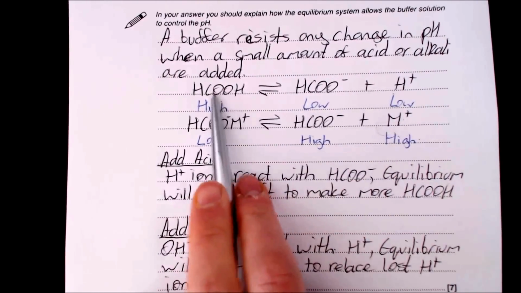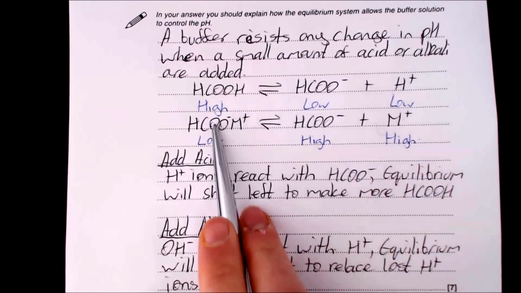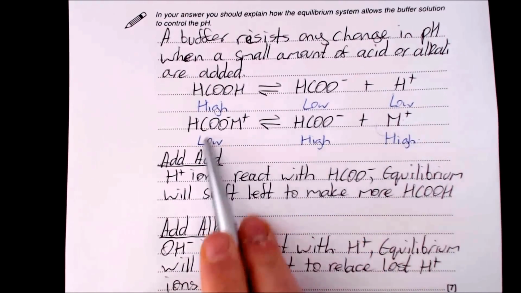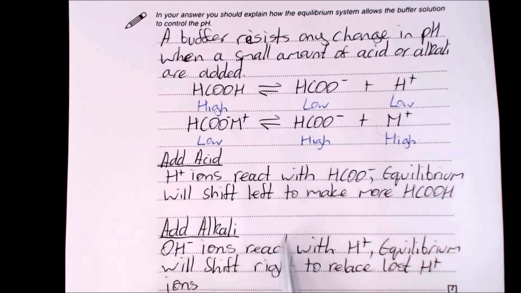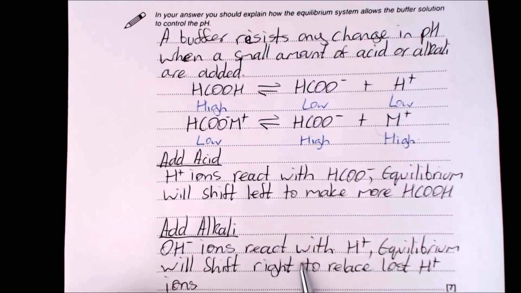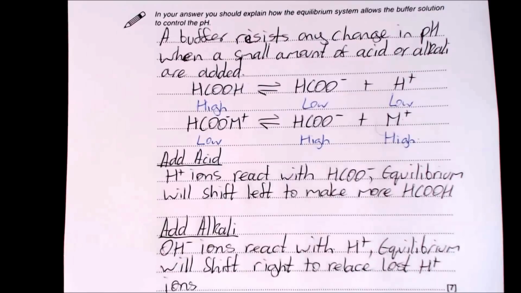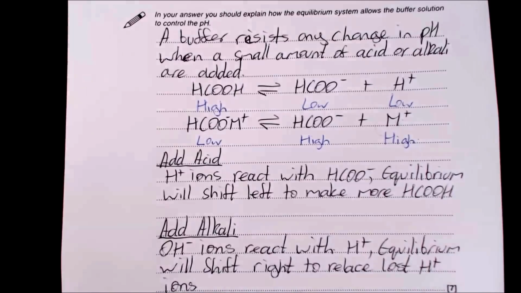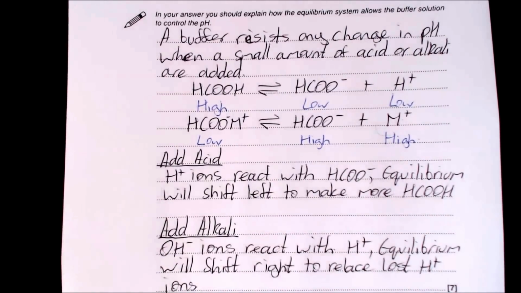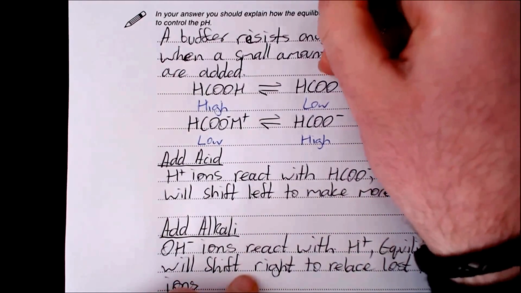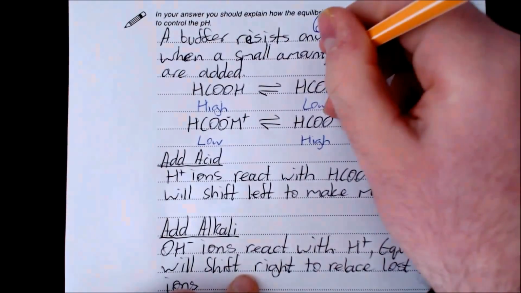Writing down two equations for your weak acid and then the weak acid salt, and writing down the high and low amounts, will help you work out what happens when an acid is added and when an alkali is added. You can see there are loads of marks here, so it's definitely worth understanding and making sure you're getting it right. In terms of the marks and where they come from, you get one mark for saying the buffer will resist any change in pH.